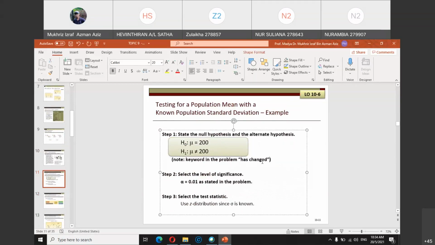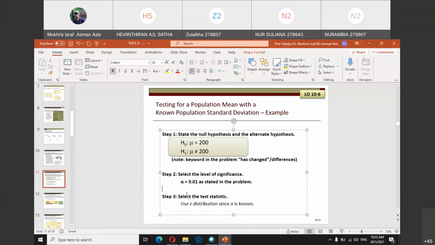If you look at questions from past years or in your textbook, it can be: is there any change? Is there any difference? Those are the common keywords that point to H1 not equal to. So step number 2, select the level of significance, which is stated as 0.01. The symbol we use to denote the level of significance is alpha. Alpha is the notation for the level of significance, which is something new to you today.